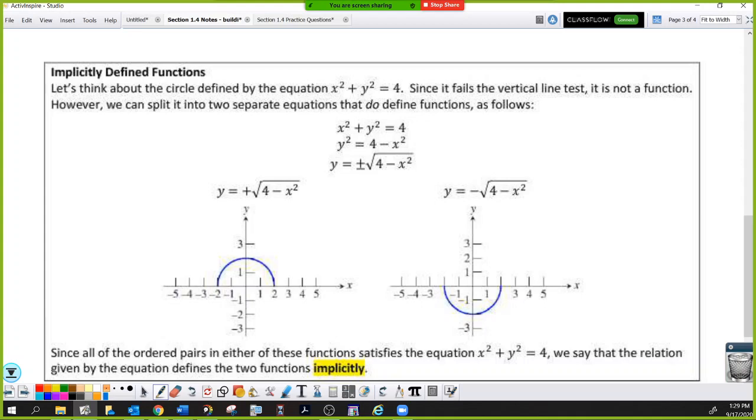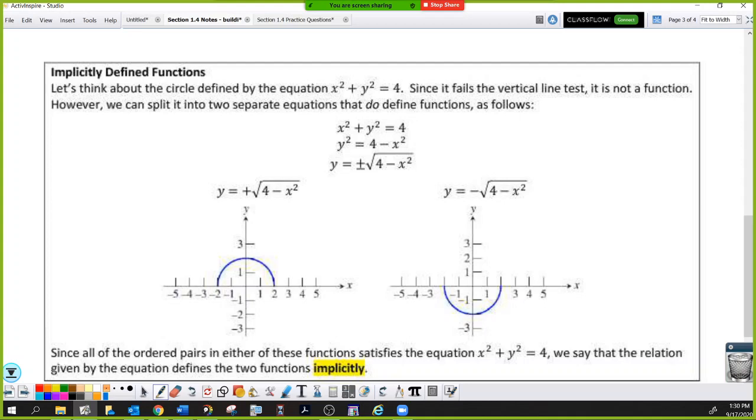Take this circle, for example. x squared plus y squared equals 4, centered at the origin, radius of 2. 2 squared is 4. Well, it's not a function. It's a circle, right? Vertical line test fails all over the place. But you do have the ability to solve for y.